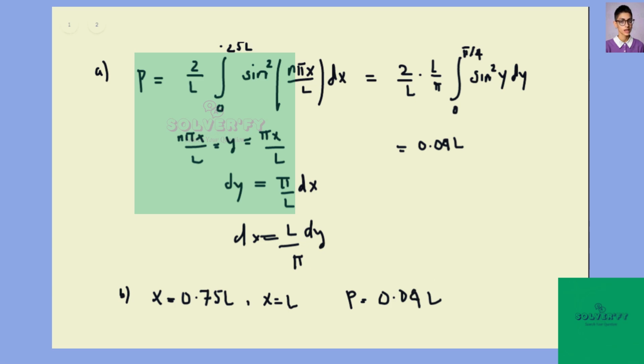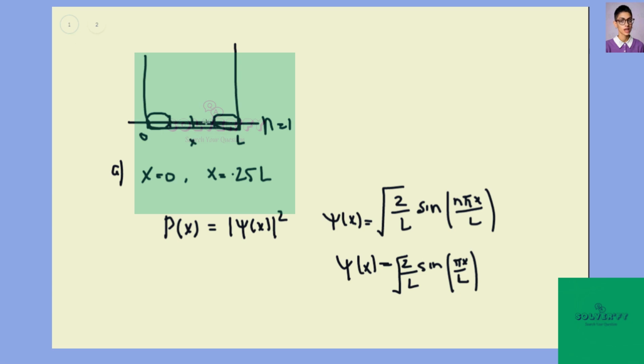For the last section, we have x from L over 4 to 3L over 4. Now again, we do not need to make any calculations. This is between L over 4 and 3L over 4, all of this region.